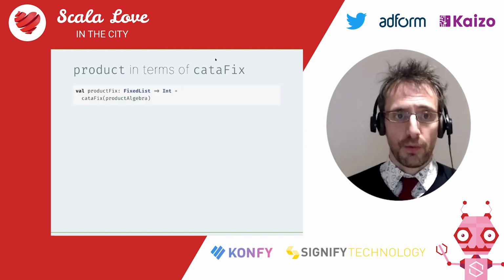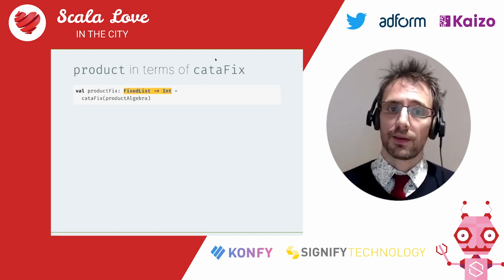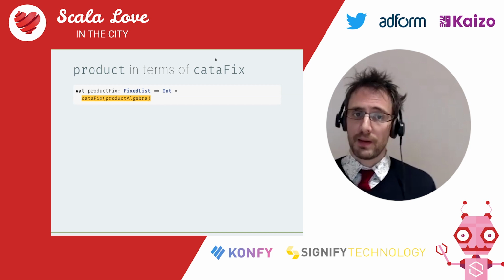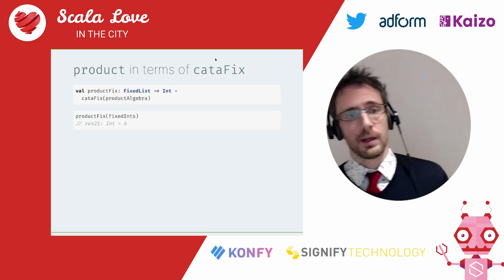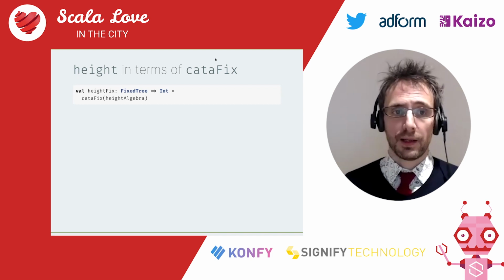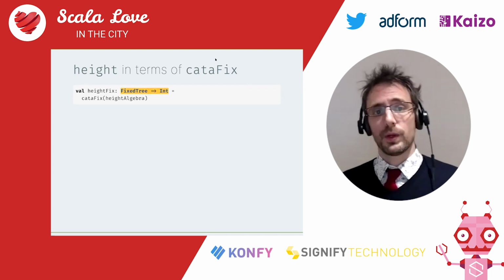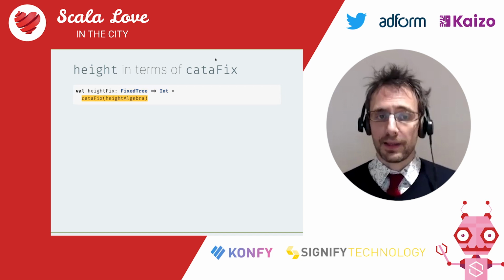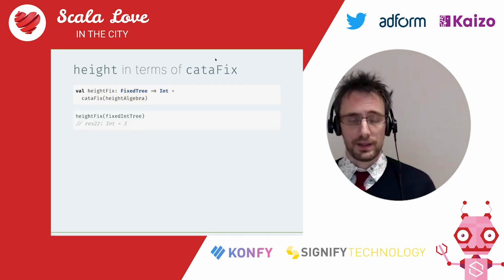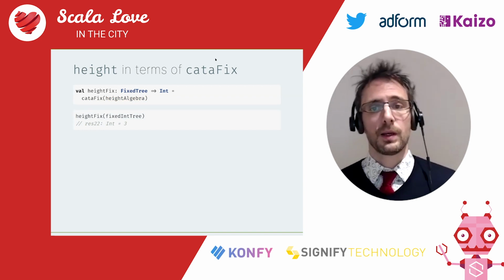So we could, for example, write product fix, takes a fixed list and returns an int by just using the algebra we defined before. No change there. And that works exactly as expected. But that works for other types as well. Height fix is just a fixed tree to an int by using the height algebra that we defined before and applying it to a catafix, and that gives us exactly the answer that we wanted to have.